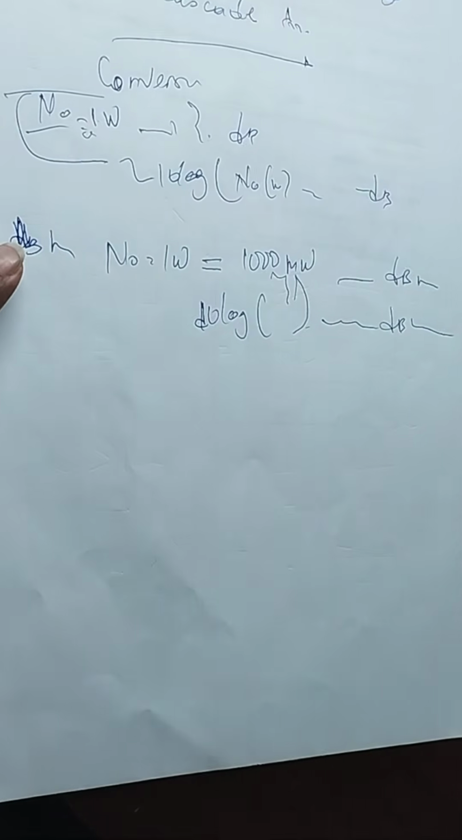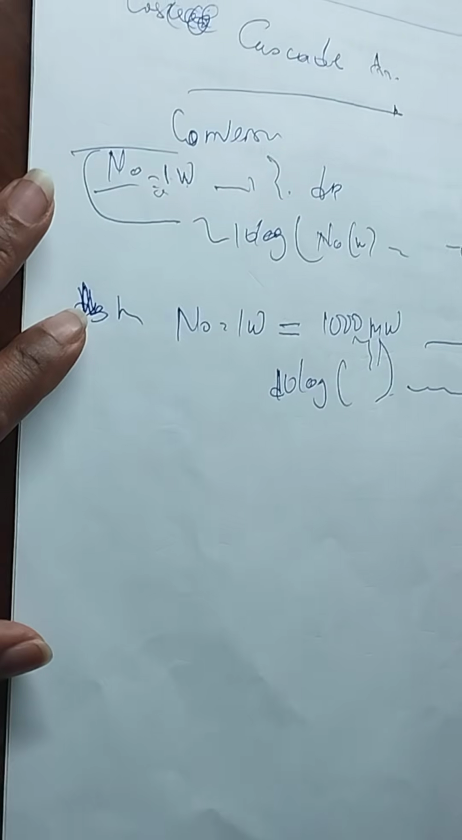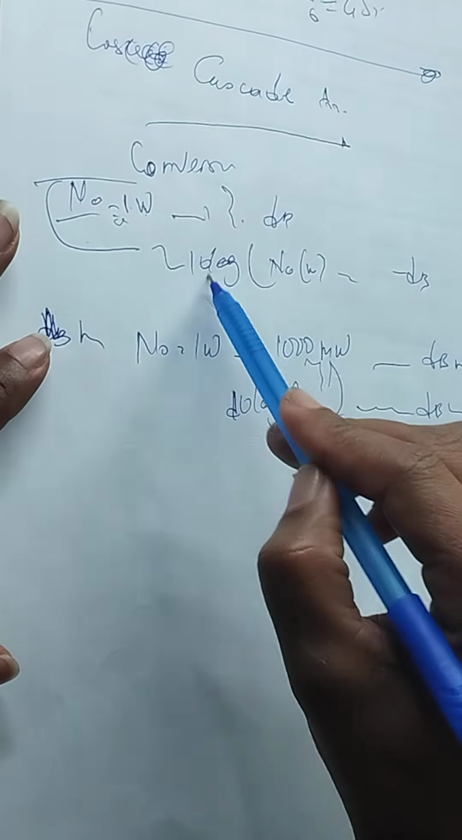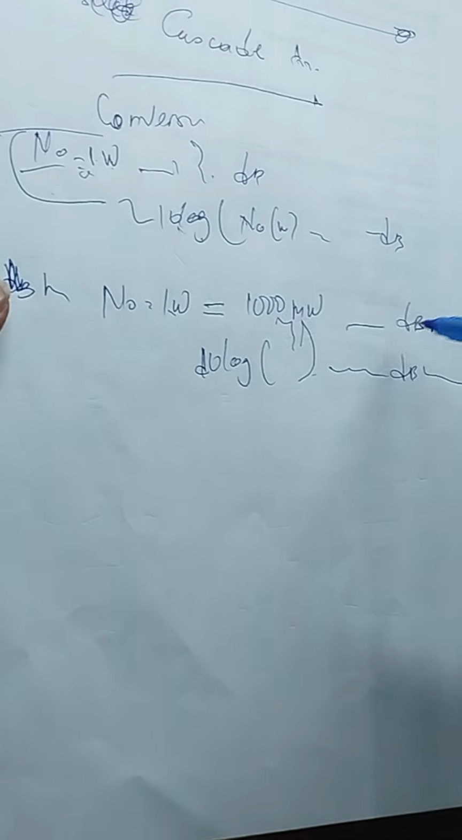So what I'm trying to say is, if you have the power in watt and they ask you to find it in dB, you just multiply by 10 log. If you have it in milliwatt, that means it's dB milliwatt.